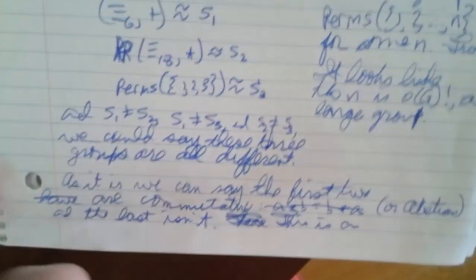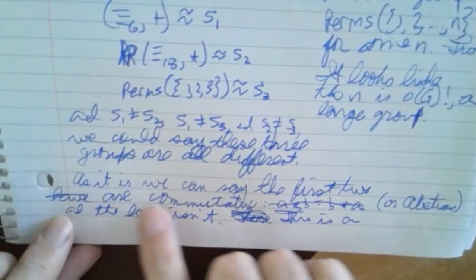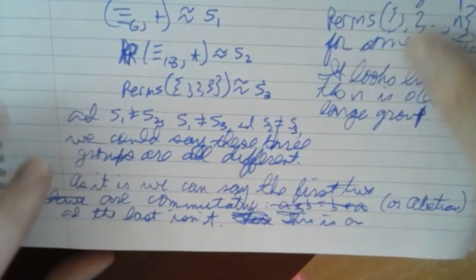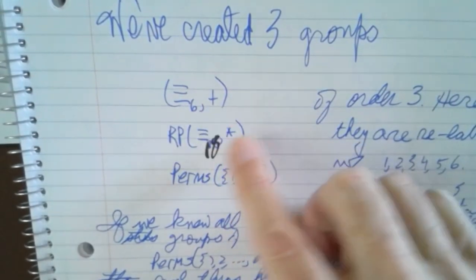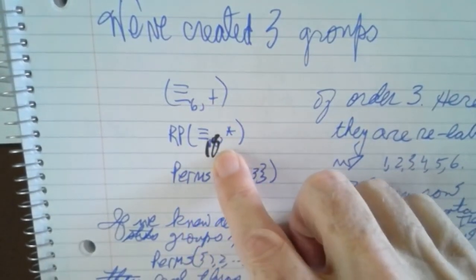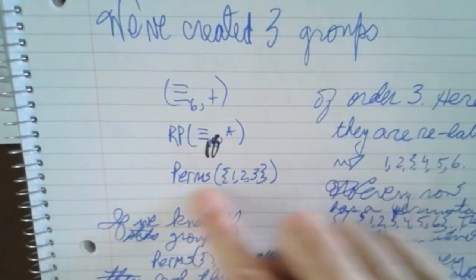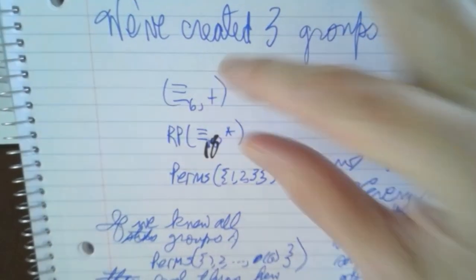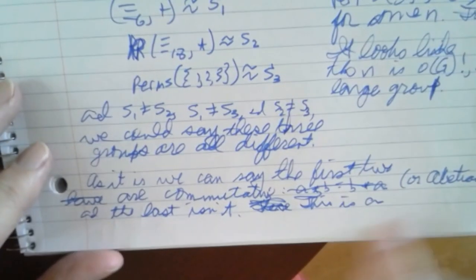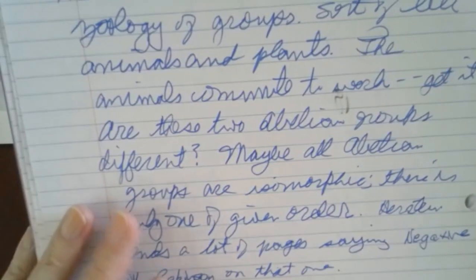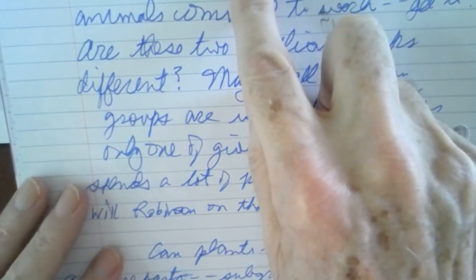As it is, we can say the first two are commutative, right? So I have these three. This is commutative, Z6 I've been calling it. The relatively prime under 18, that's commutative. The perms are not. So you can immediately say that the first two are commutative, or abelian, and the last isn't. This is a natural division in the zoology of groups.